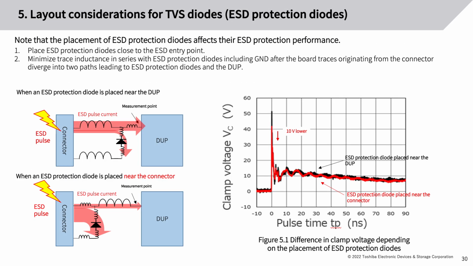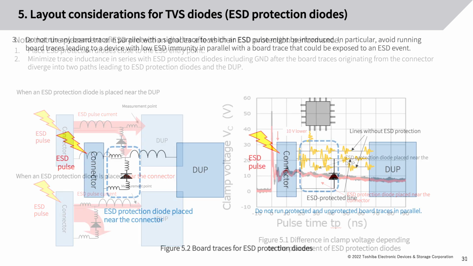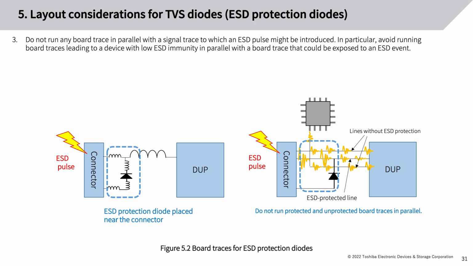Layout considerations for TVS diodes, ESD protection diodes. Note that the placement of ESD protection diodes affects their ESD protection performance. 1. Place ESD protection diodes close to the ESD entry point. 2. Minimize trace inductance in series with ESD protection diodes, including ground, after the board traces originating from the connector diverge into two paths leading to ESD protection diodes in the DUP. 3. Do not run any board trace in parallel with the signal trace to which an ESD pulse might be introduced. In particular, avoid running board traces leading to a device with low ESD immunity in parallel with a board trace that could be exposed to an ESD event.